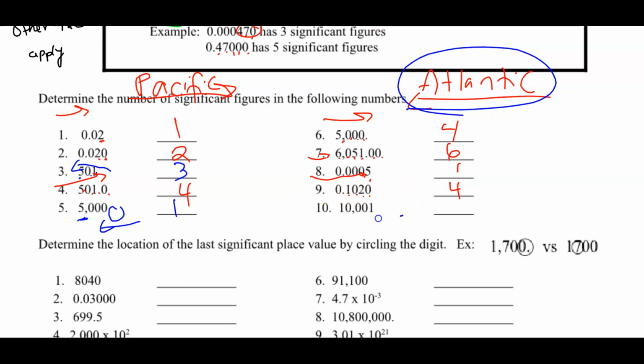Absent, count from the Atlantic. 1, 2, 3, 4, 5. Okay. If you don't like my Pacific Atlantic, pause the video, go back up to your 5-0 rules and apply them. You will get the same answers.